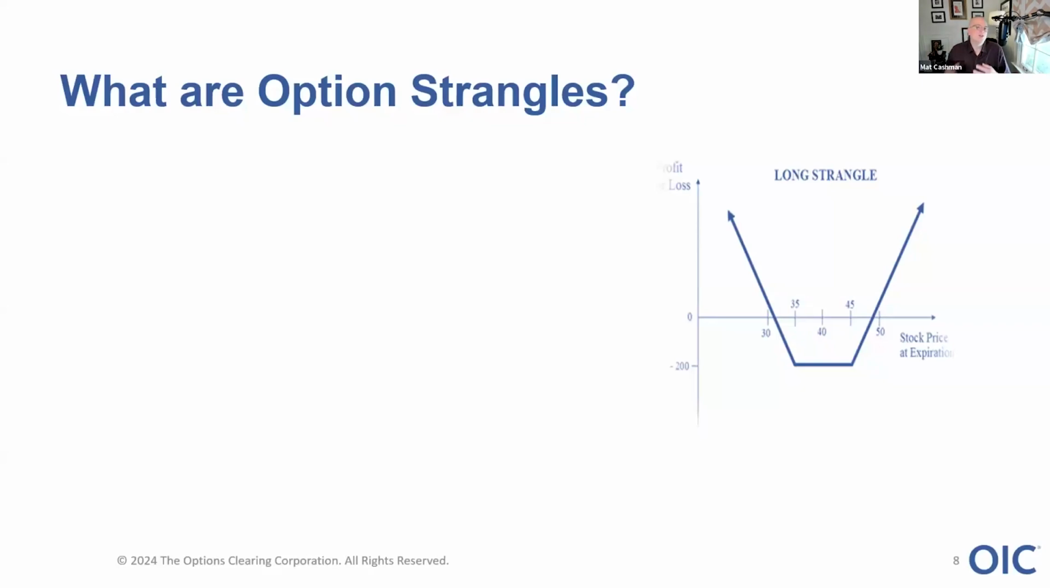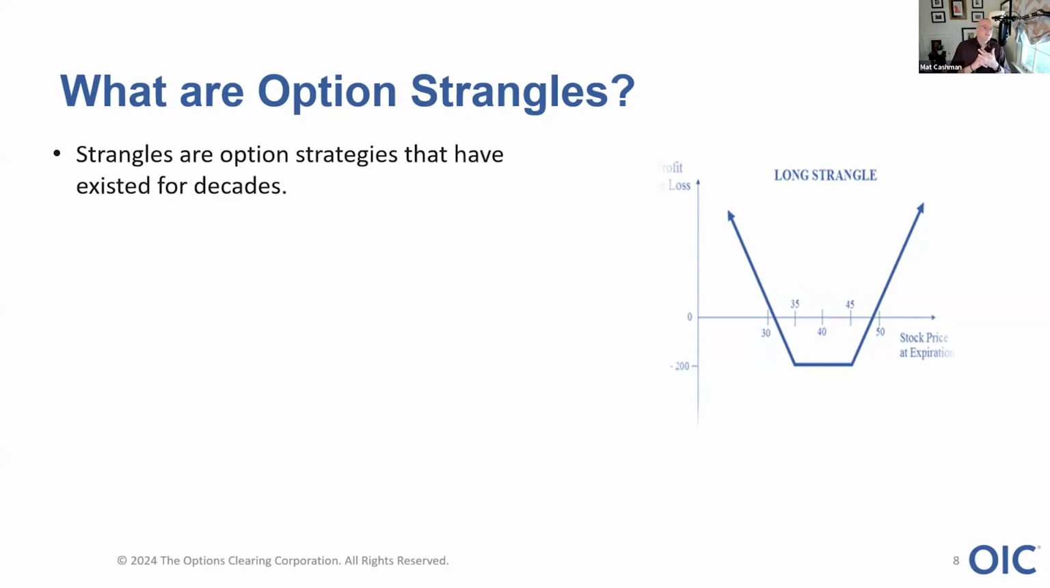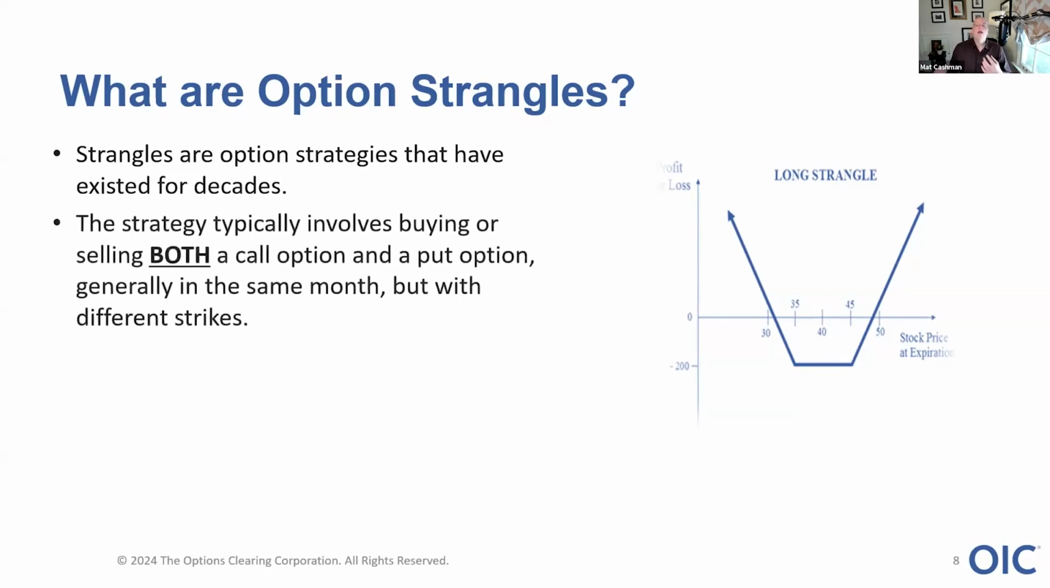What are option strangles? If you've heard the term, but you don't know what they actually mean, option strangles are strategies that have been around for a long time. They've been around since puts and calls have existed at the same time. And they are a strategy that involves both buying a call option that is theoretically out of the money and a put option that is out of the money. So you're buying both sides of the price distribution.